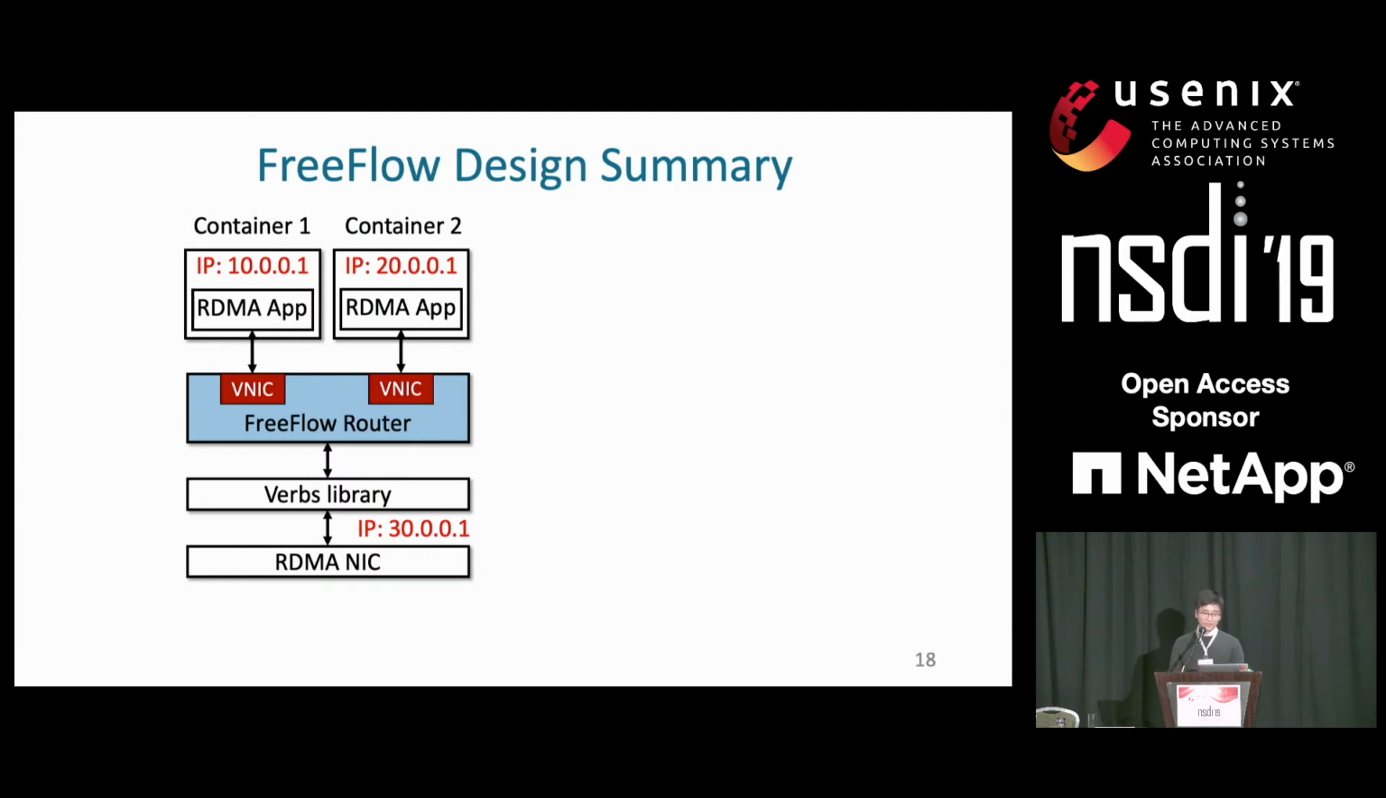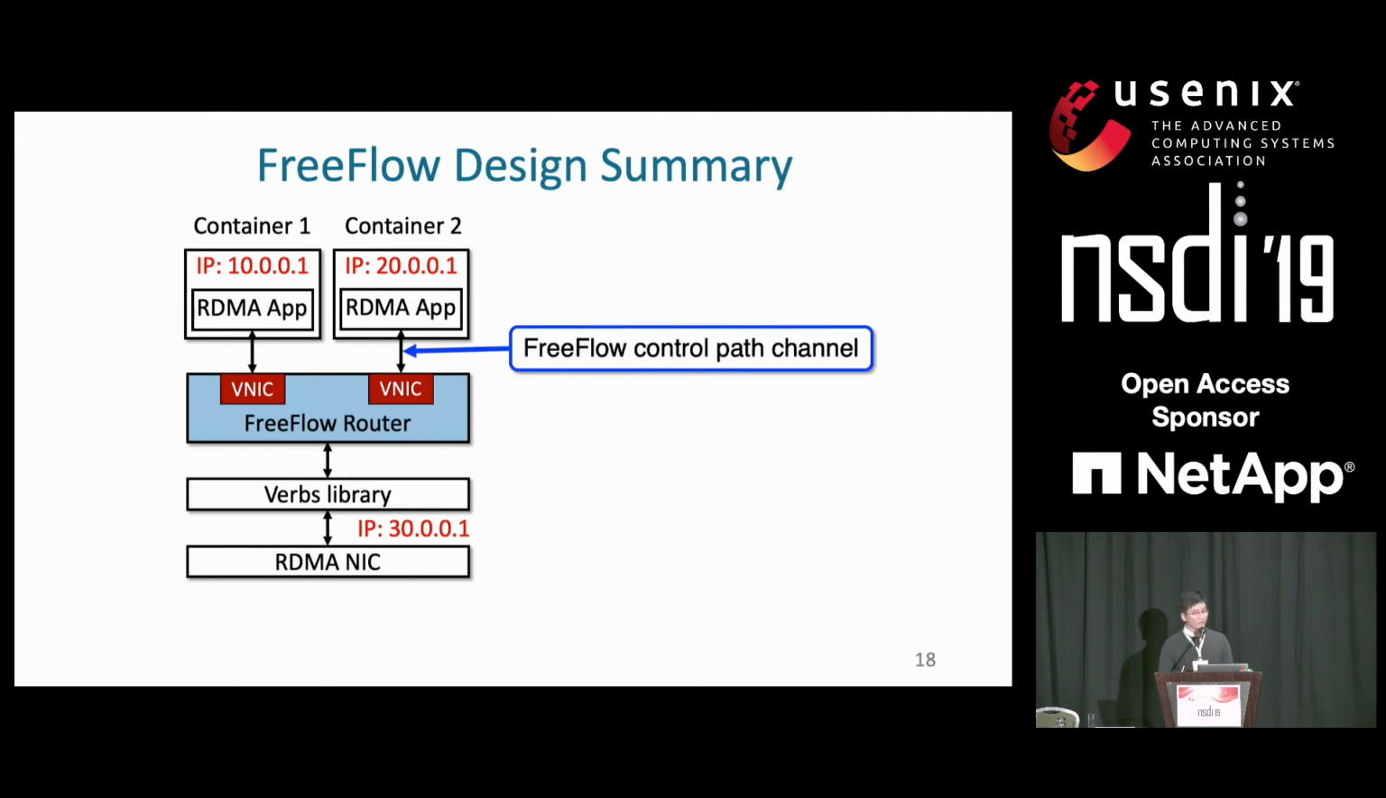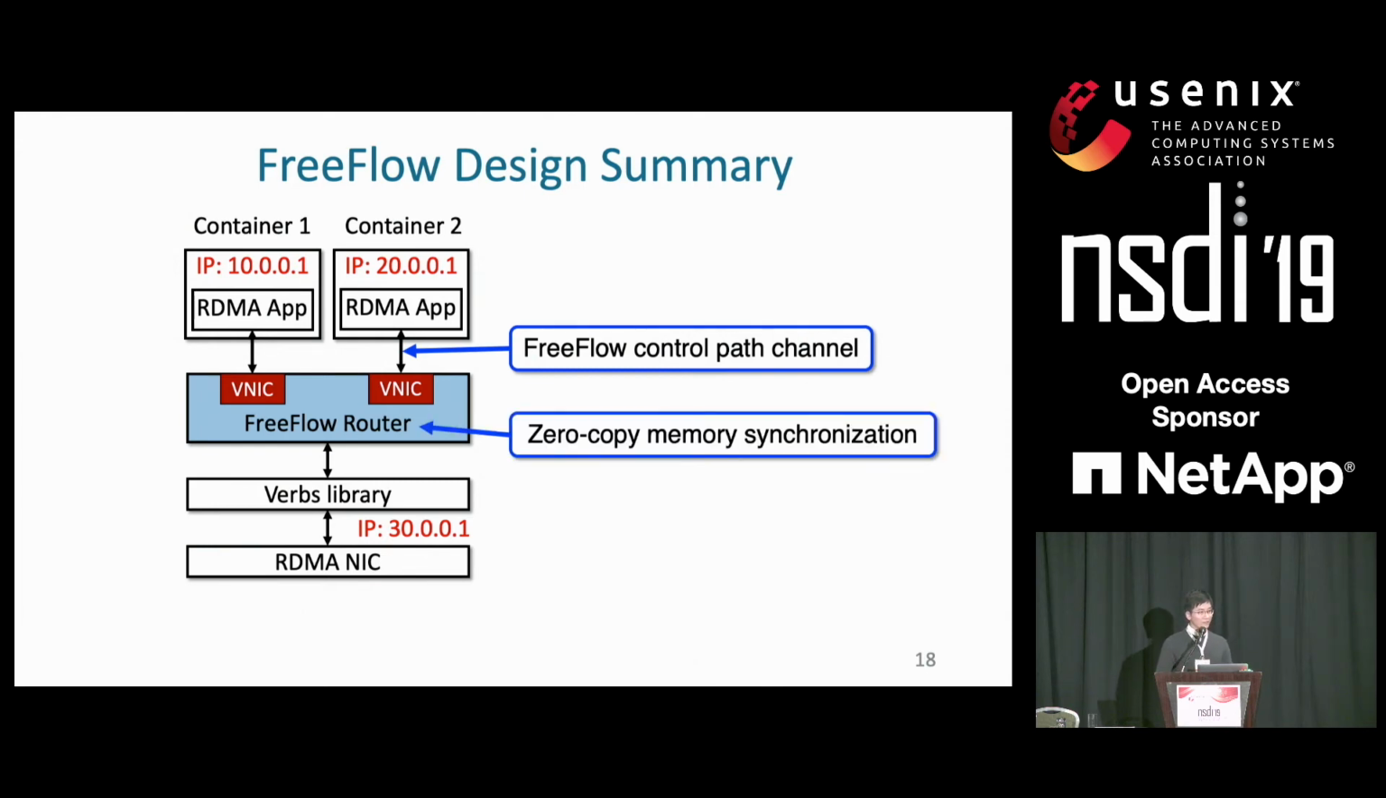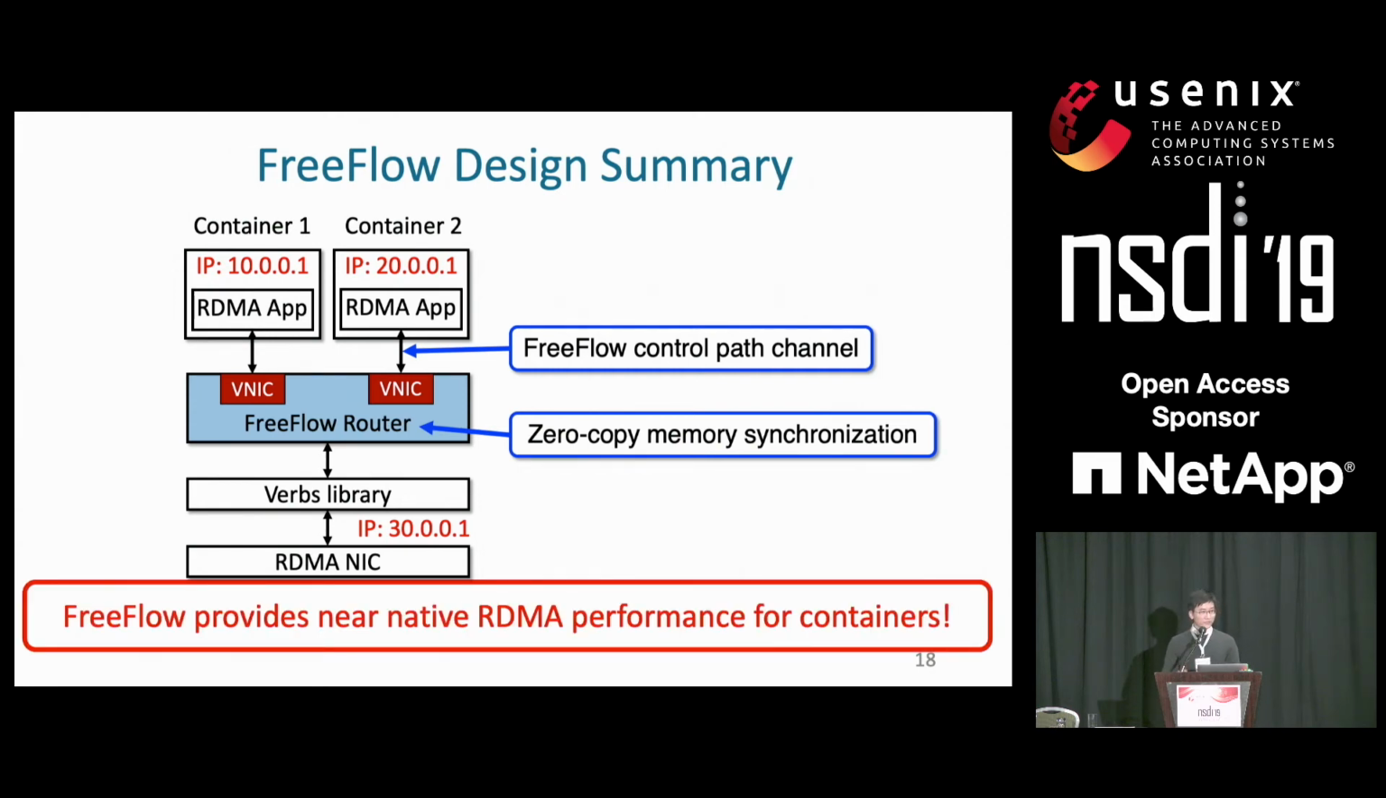So the end result is the system, FreeFlow, that allows you to combine two great technologies, containerization and RDMA networking. In particular, we introduced FreeFlow router and FreeFlow library with two key ideas. First, we leverage the internal structure of the Verbs library to forward the Verbs calls efficiently. Second, we designed a zero-copy synchronization method in the data path and provide two different methods for developers. As a result, FreeFlow can achieve near native RDMA performance for containers while supporting isolation and portability, as you'll see in the next slides.